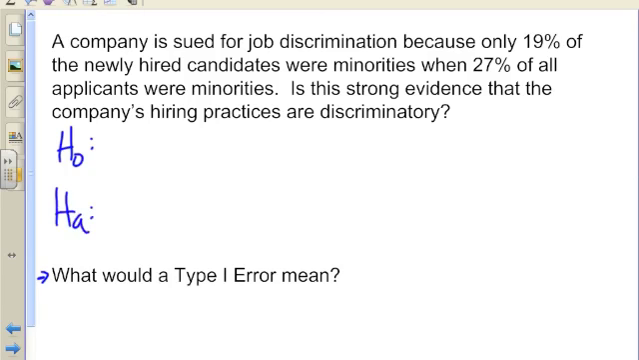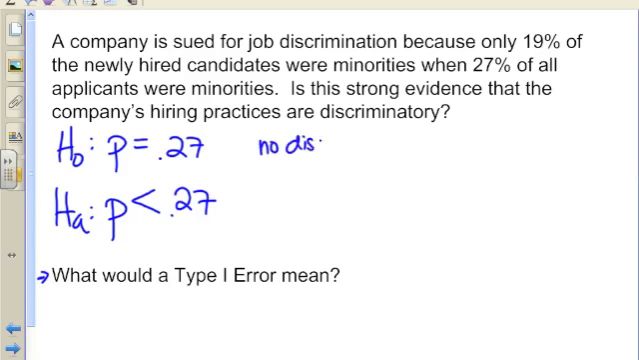So null hypothesis, if there's nothing strange going on at this company, then the proportion of people they hired that were minorities should have been that 27%, right? The same as that applied. And if they were discriminating, then that proportion would be lower than 27%. I'm not doing a not equal to here because if the proportion was higher than 27%, nobody would be complaining. So this one, right, there's no discrimination if they're hiring exactly the same proportion. And if they're hiring less, then we do have some discrimination going on.